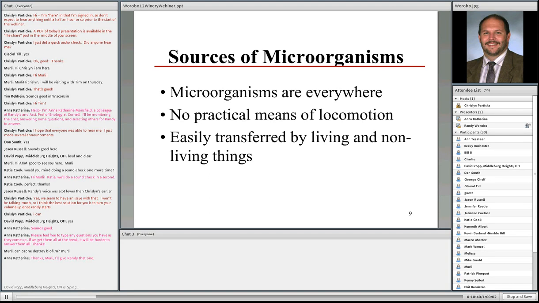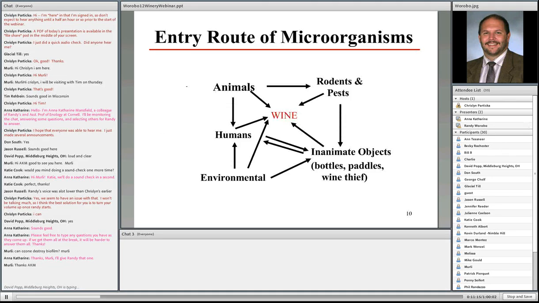In terms of where these microorganisms come from, microorganisms are everywhere. One of the most common misnomers is that microorganisms actually seek out and look for the sources of nutrients, being the wine. The thing is that microorganisms have no practical means of locomotion, and the most common source is the workers serve as the vector to spread the microorganisms from, say, the drain onto the floor, from the floor onto the contact surface, and it gets into the wine.